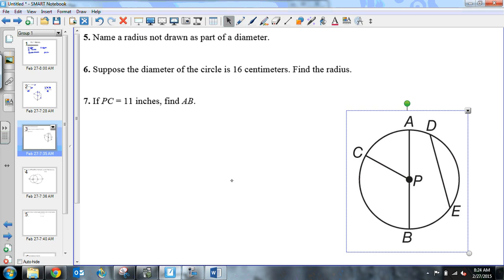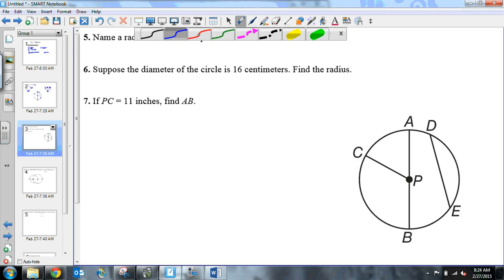In this next one, it says name a radius not drawn as part of the diameter. So the diameter is from A to B, and the segment that's a radius that's not a part of that would be segment PC. It would be that distance from P to C.